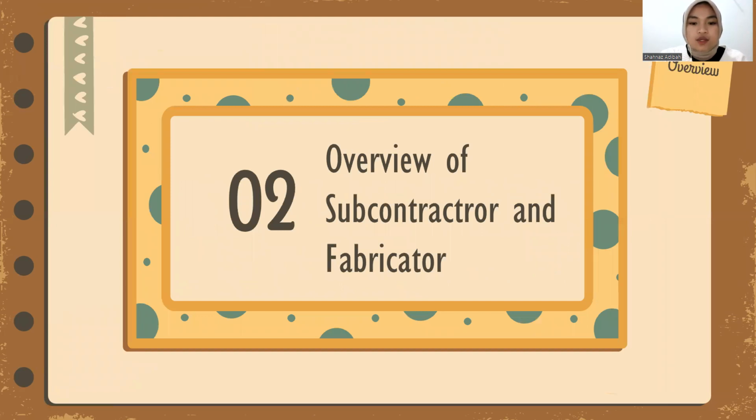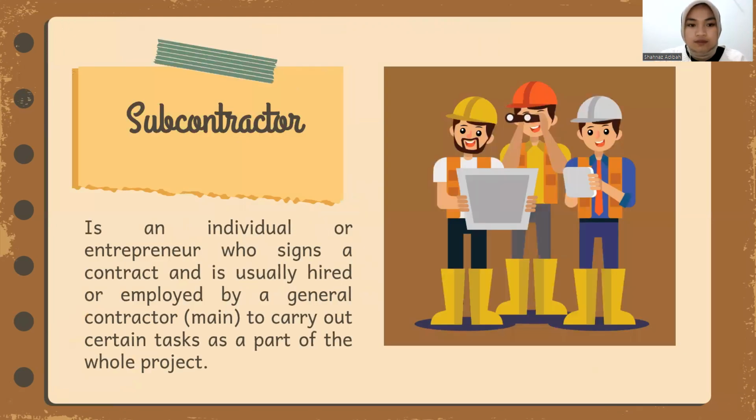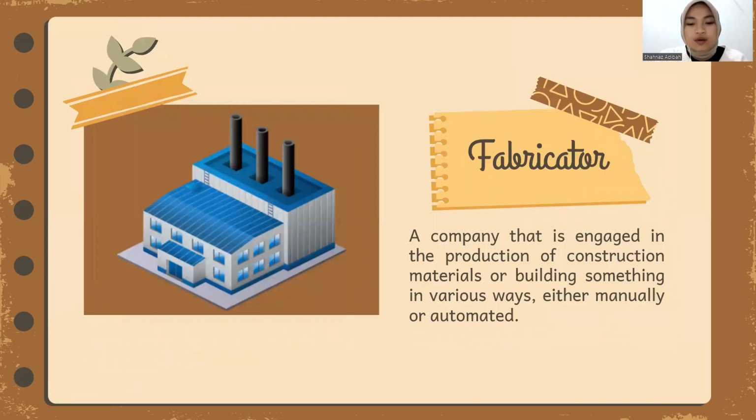Second section is overview of subcontractor and fabricator. Before we discuss it further, I will tell you who a subcontractor is. So, a subcontractor is an individual or entrepreneur who signs a contract and is usually hired or employed by a general contractor or main contractor to carry out certain tasks as a part of the whole project. And who is a fabricator? A fabricator is a company that is engaged in the production of construction materials or building something in various ways, either manually or automated.